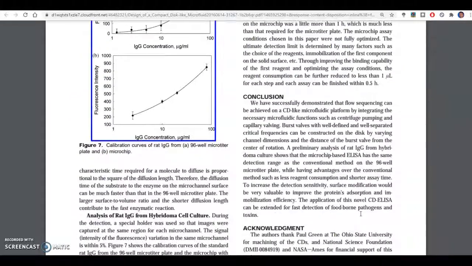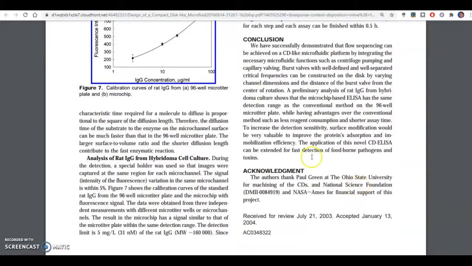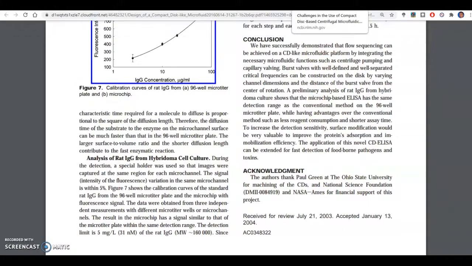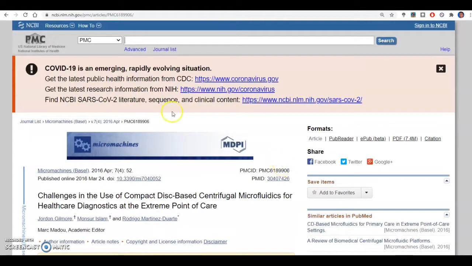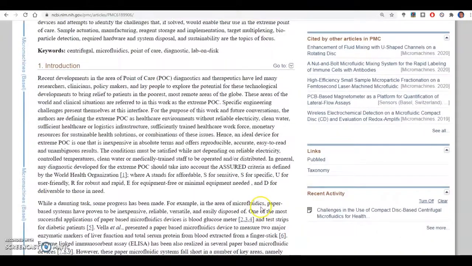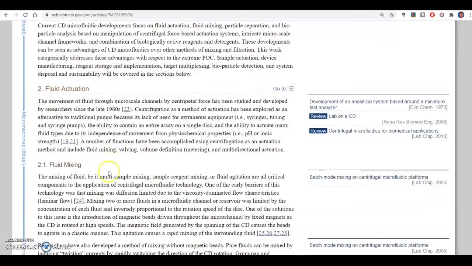But the problem with this kind of paper is that it won't tell you what problems it has. So I'm going to give you another tip for seeing the challenges that this kind of technology has, because all these papers normally state the advantages of using this CD technology. For me, I just Googled challenges in the use of lab on CD. So this paper came up, and you can have a look. Actually, it discusses quite a number of problems that it has.